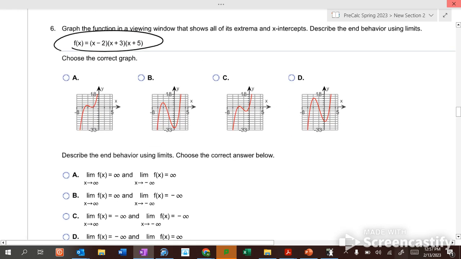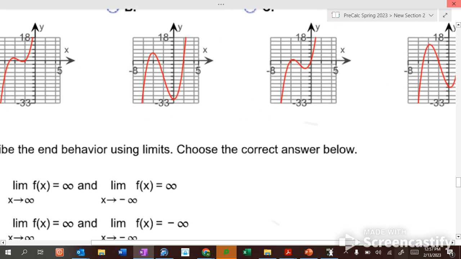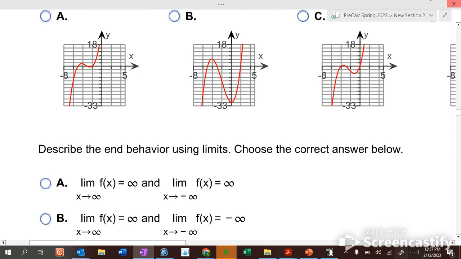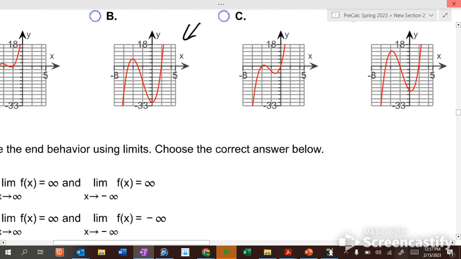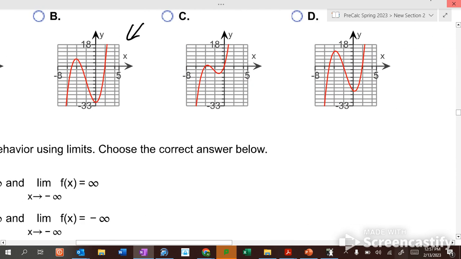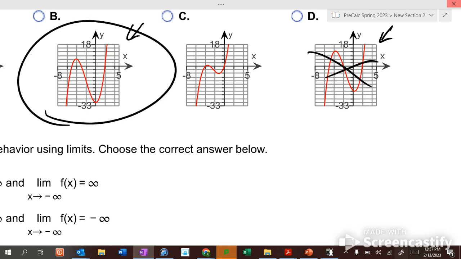What's the degree of that function? 3. It's a third degree function. And it intersects the graph at 2, negative 3, negative 5. So I think these lines go by 2's. 2, negative 3, negative 5 would match with this one and with this one. I think they're, nope, that's negative 2. So I think it's this one.